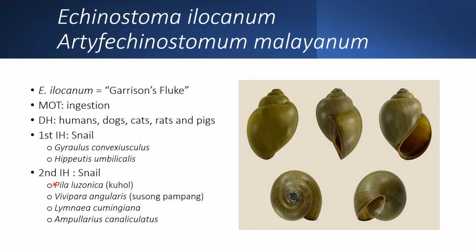For the second intermediate host, we have your Pila luzonica. This is the kuhol in the Philippines. And Vivipara angularis, or the susong pampang. These two are the second intermediate hosts of your E. elocanum, while the remaining two, Limnaea cumingiana and Ampullarius canaliculatus, are the second intermediate hosts of your Artyfechinostomum malayanum.